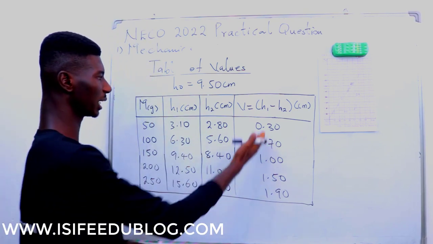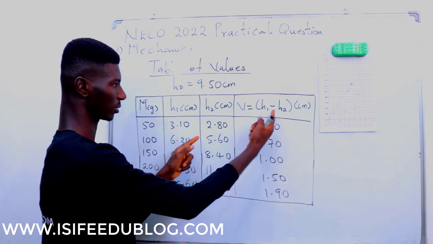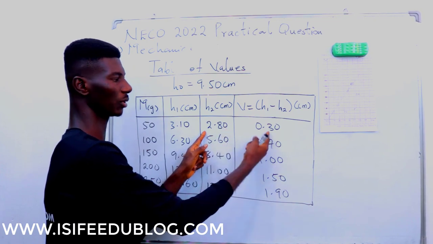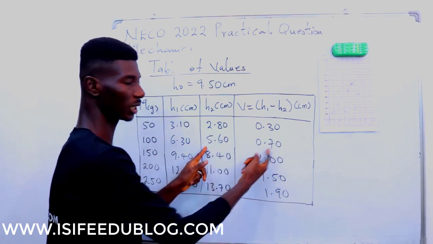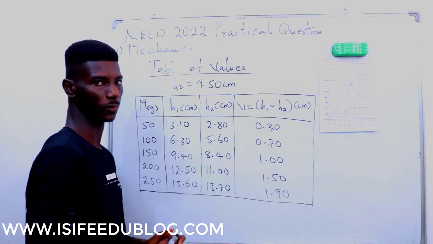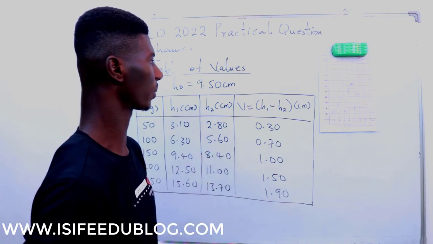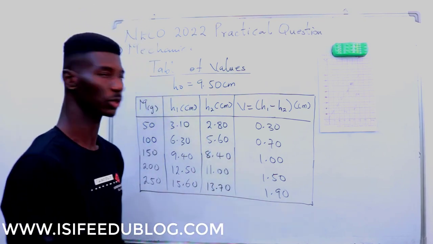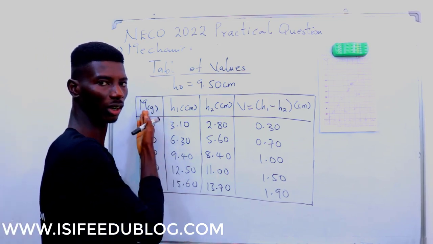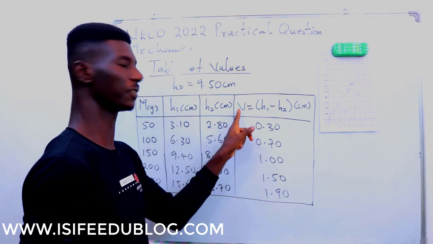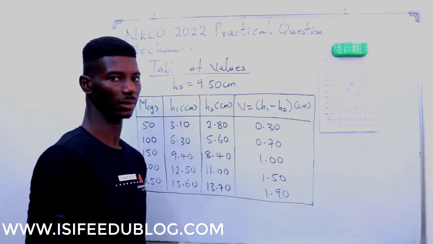Okay, so how do we get V? This 3.10 minus, as you can see, 2.80, we give you this. We have 6.30 minus 5.6, we give you this, and so on and so forth. How we got H1, I've already explained when I was showing the practicals. Now the next thing we are told to do is simply to plot M on the vertical axis against V on the horizontal axis. So that is what we have in our graph now.